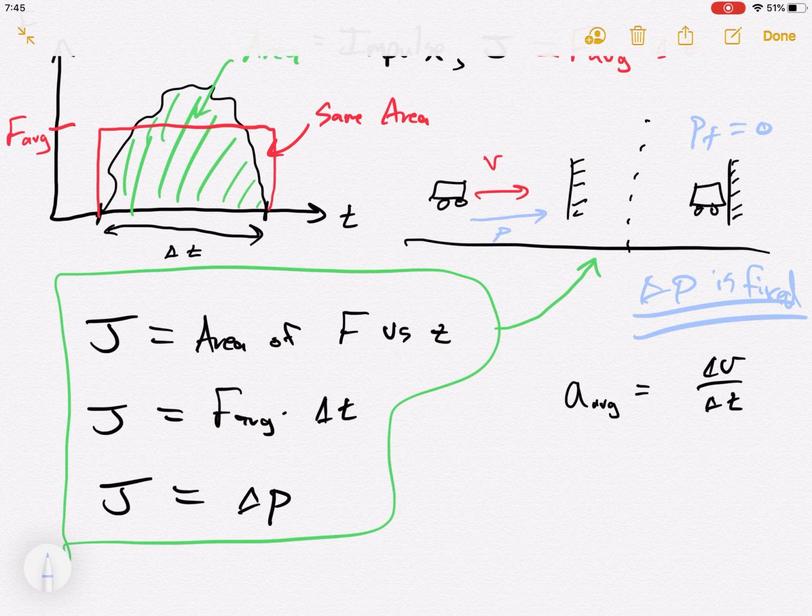But I can adjust the average force by adjusting the time of the interaction. So if this hits a concrete wall, delta T is going to be small, so F average is going to be large. And if this hits a foam mat, delta T would be larger and F average would be smaller. Okay, so let's look at an example.